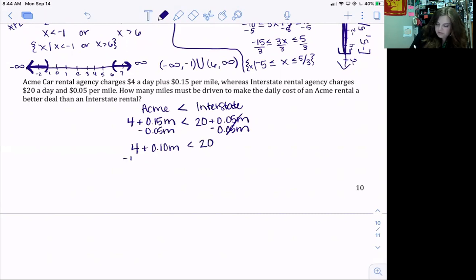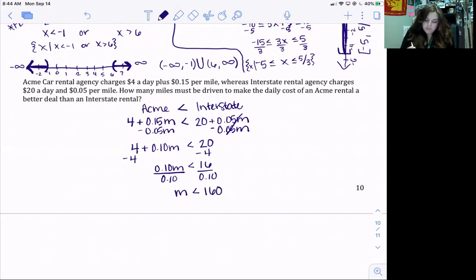Then we're going to subtract 4 from both sides. So 0.10 m is less than 20 minus 4, which is 16. If we divide both sides by that 0.1, m is less than 160. Okay, so how many miles must be driven to make the daily cost of an Acme rental a better deal? It would be anything less than 160 miles.